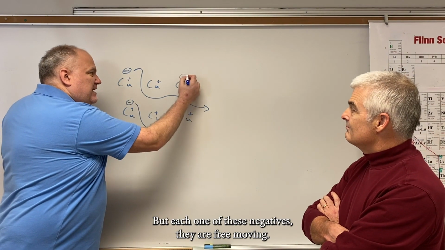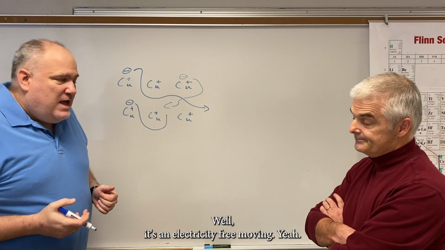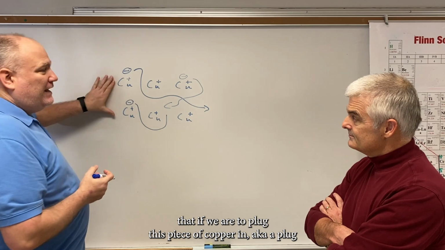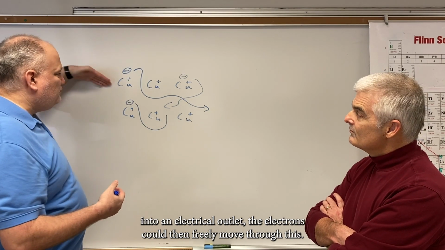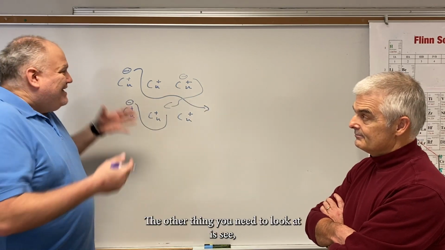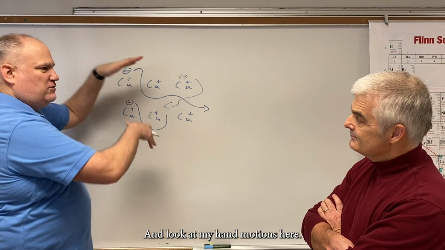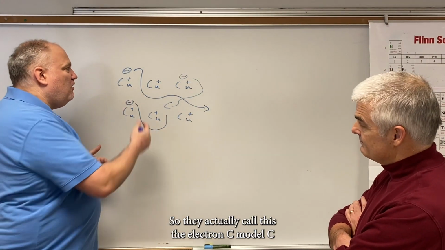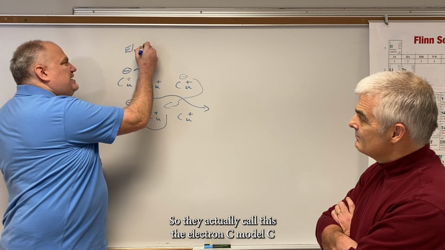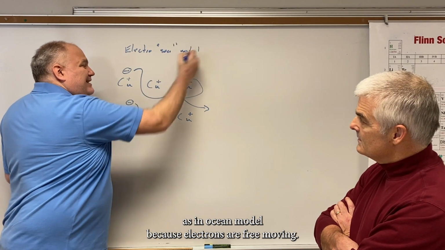But each one of these negatives is free moving. Well, isn't electricity free moving? Yeah. And the fact that it's free moving means that if we were to plug this piece of copper into an electrical outlet, the electrons could freely move through this. See how these electrons are all kind of moving through this? Look at my hand motions here. It looks kind of like a sea, like an ocean. So they actually call this the electron sea model, sea as in ocean, because the electrons are free moving.